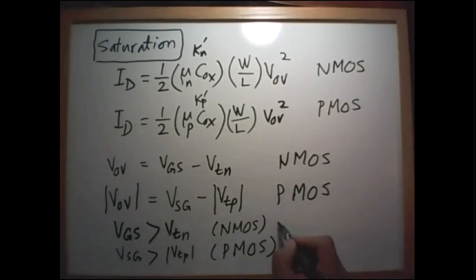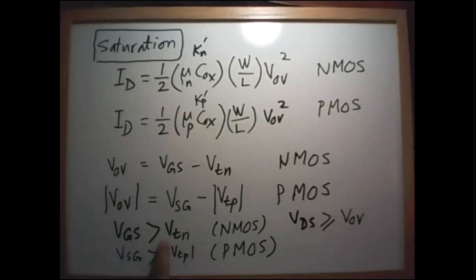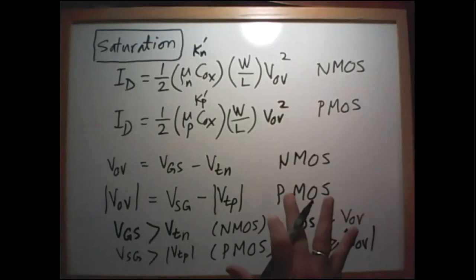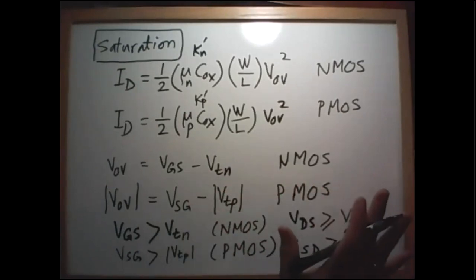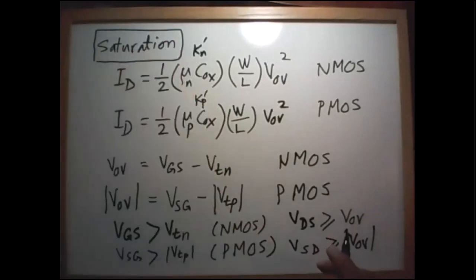Also in saturation, you have to have VDS greater than or equal to V overdrive. Remember, these are the two conditions to set the transistor in saturation: to have VGS higher than the threshold, and to have VDS higher than V overdrive. In the case of PMOS, VSD should be greater than or equal to V overdrive as a magnitude. So these are the DC equations that guarantee that the MOSFET transistor is in saturation, whether it's PMOS or NMOS. You can put them in a table.